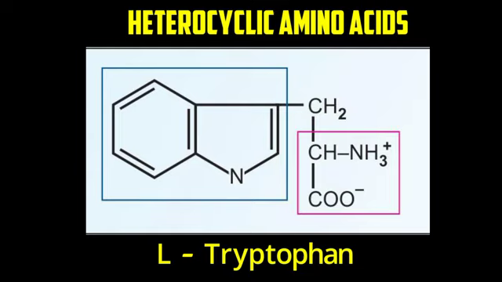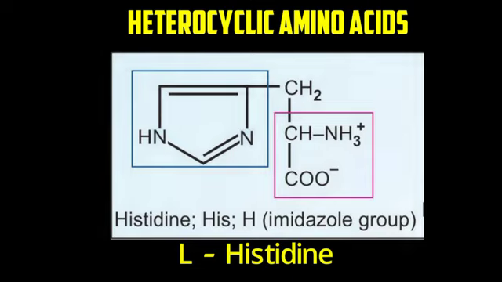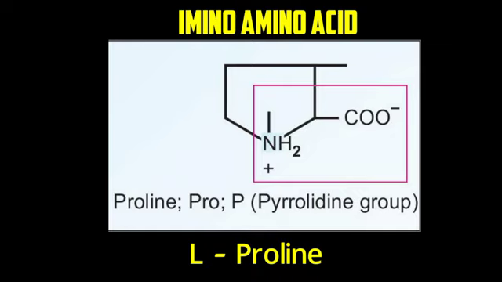These are cyclic compounds that contain nitrogen and other elements in their cyclic structure. Now tryptophan. Tryptophan has the general amino formula bonded to a carbon, bonded to a benzene ring, bonded to a pentagonal shape that has nitrogen there. Histidine, general amino formula, carbon to a pentagonal shape with 2 nitrogen in it. Finally, our last amino acid, which is proline.